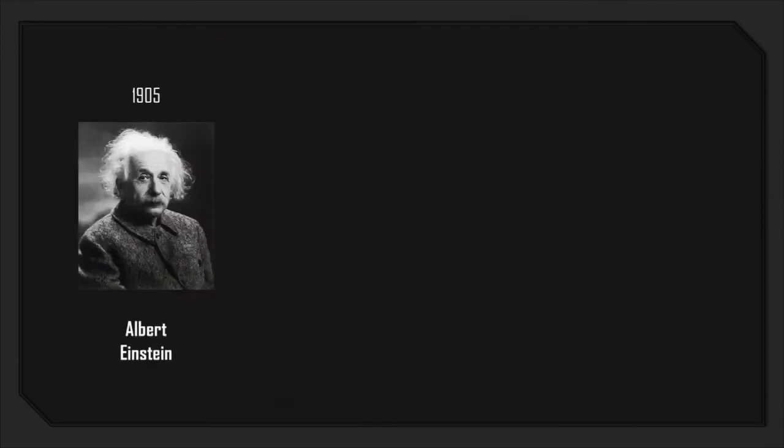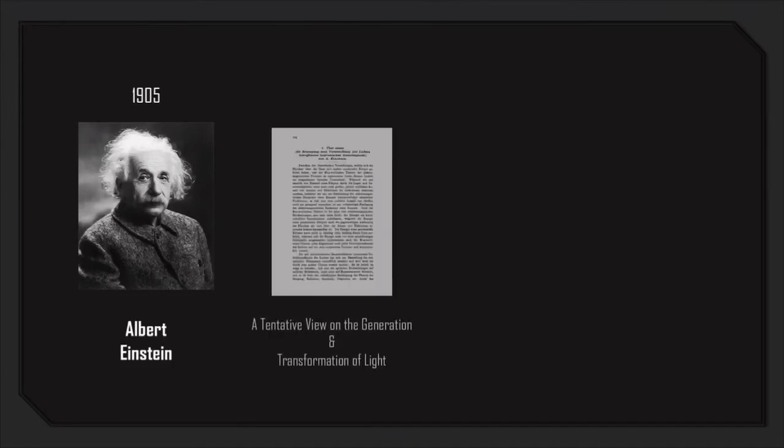In 1905, Einstein published a paper, "A Tentative View on the Generation and Transformation of Light," giving another explanation for the photoelectric effect. He described the light beam as a group of discrete quanta, now called photons, rather than continuous waves. Einstein gave another interpretation of the Planck relationship discovered by Max Planck in the study of blackbody radiation.